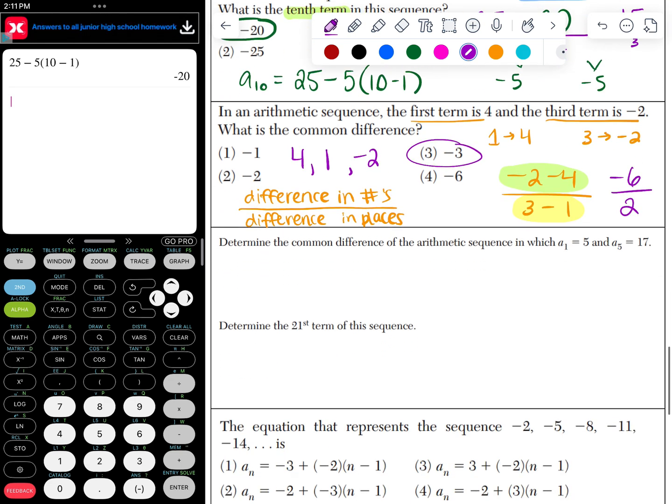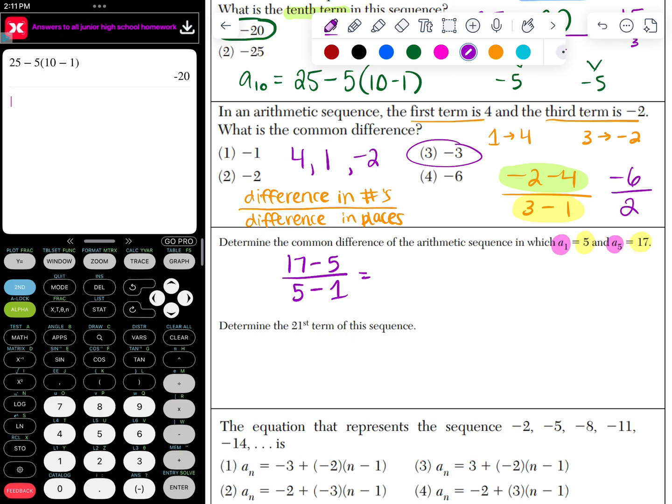Let's take a look at another example where it's asking you to first find the common difference and then determine the 21st term of the sequence. We're going to apply that same method we used in the last question to help us find our common difference. So we're going to find the difference between the actual numbers, so 17 minus 5. And we're going to find the difference in those positions. Well, we have a number that's in the 5th position, and we have a number that's in the 1st position.